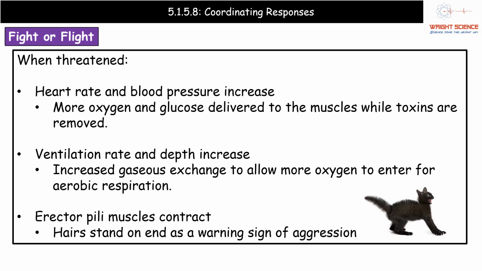If we have a little look at some of the typical changes that we see in one of these mammals when they are threatened, the first thing that you're going to see is that the heart rate and blood pressure are going to increase. The reason is that our muscles require more oxygen and glucose to carry out respiration, because we're going to see much greater levels of muscle contraction, and for that muscle contraction we require ATP. We're also going to be generating a greater number of toxins through those processes inside those cells, and therefore we need to remove those toxins from the regions they're being produced in.